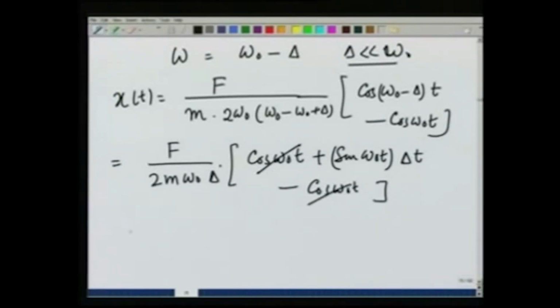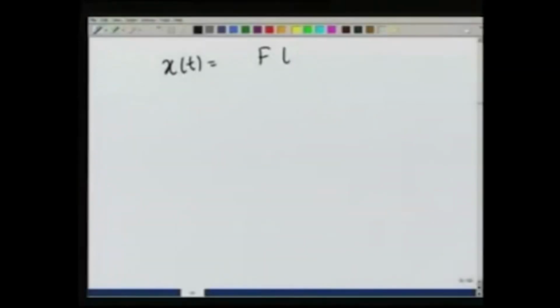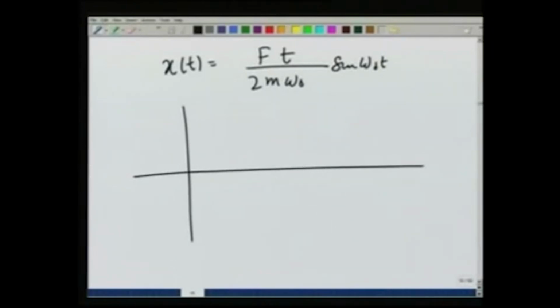This cancels. So, this answer comes out to be, this delta cancels with this delta, f over 2 m omega 0 times t sine of omega 0 t. What do you observe? You observe that x increases with time linearly. If I were to plot this, x t equals f t over 2 m omega 0 sine of omega 0 t. Remember, when I take delta equal to 0, this is an exact solution. So, it will look something like this.